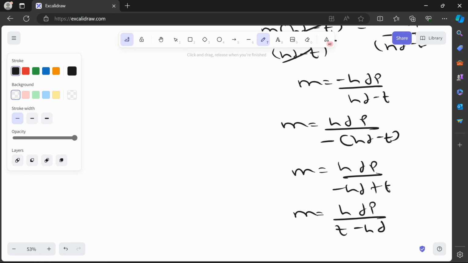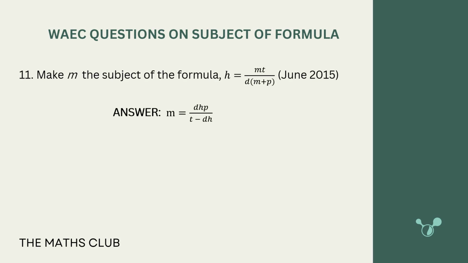I hope you got something similar to this. Let's see if we're all correct. Okay, so you can see DHP all over T minus DH is still the same thing. It's just arrangement of the top.